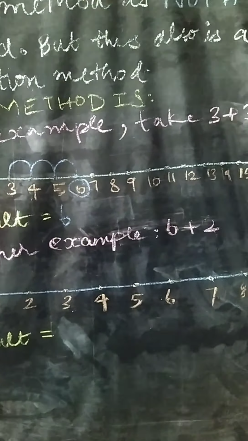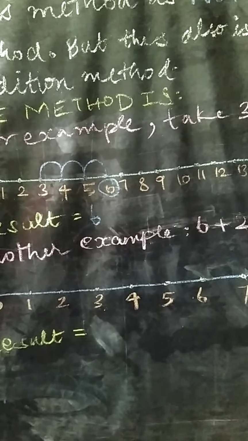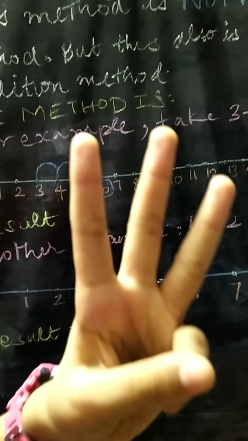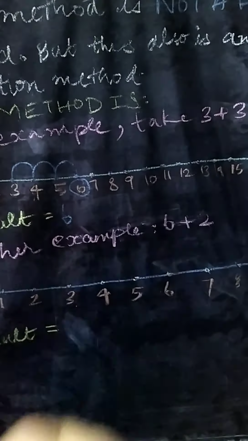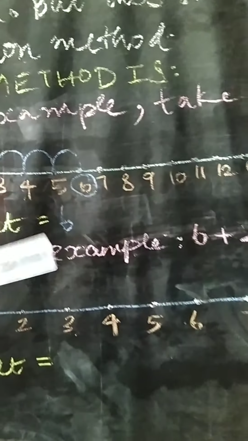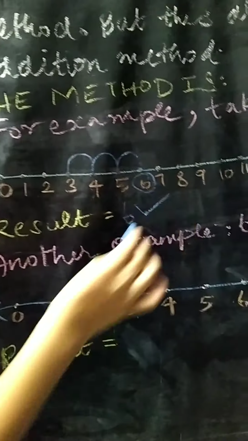Okay, so let's check this out. Have 3 in your mind and 3 in your finger. You have 3 in your mind, 1, 2, 3 in your mind. So 4, 5, 6. Yes, we got the result. 6 is the right answer.